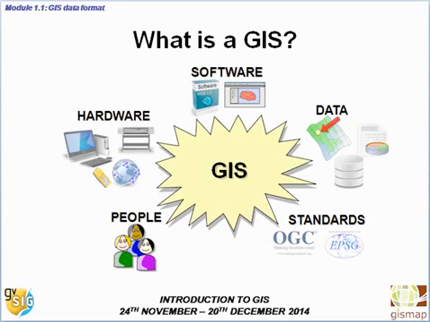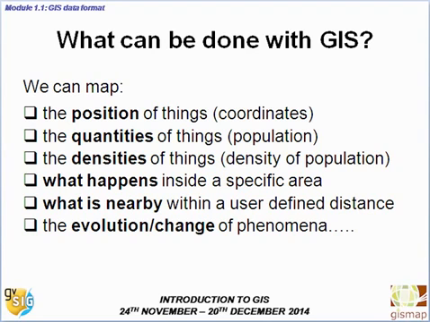So, as we have said, GIS is not only the software or the hardware, it's as well a set of data, people and standards working together to create a GIS. And what can be done with the GIS? We can map almost everything, let's say the position of things, the quantities, how dense something is, what happens inside a specific area, so let's say multi-temporal analysis, what is nearby, let's say which villages are close to a river or a road, and how phenomena change during time.